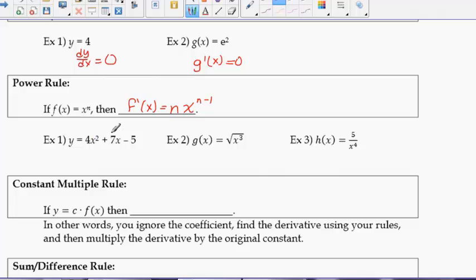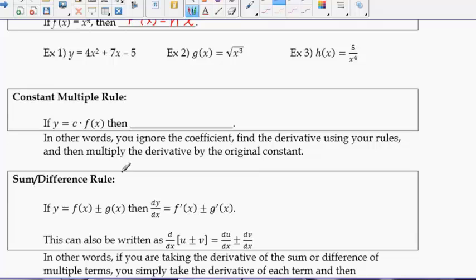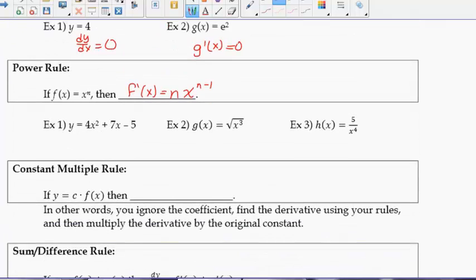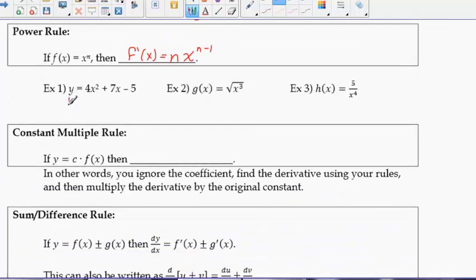Now, when you go to take derivatives, you can take the derivative of a sum and a difference. And technically the rule's down here. And it says if y equals f of x plus or minus g of x. In other words, if y is the sum of a bunch of things or the difference of a bunch of things, then the derivative is just the sum or difference of the derivative of each part individually. In other words, when I come up here to take this derivative, dy dx is going to be the derivative of 4x squared plus the derivative of 7x minus the derivative of 5.